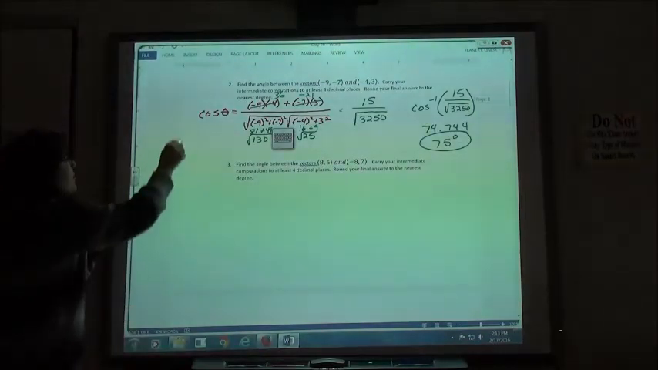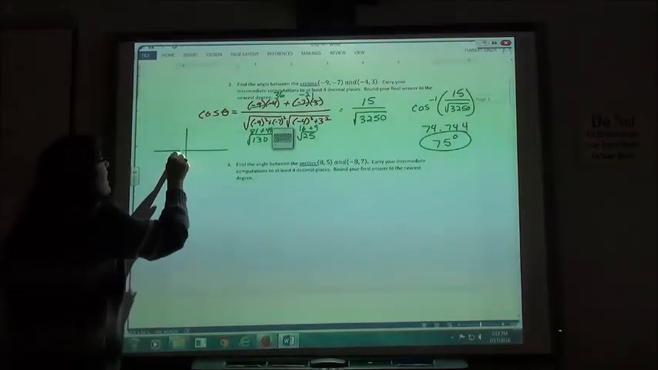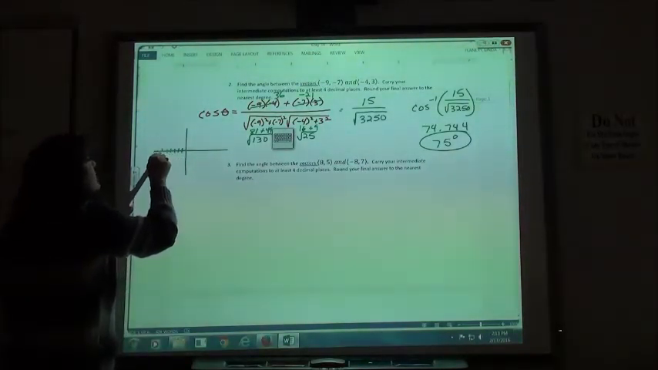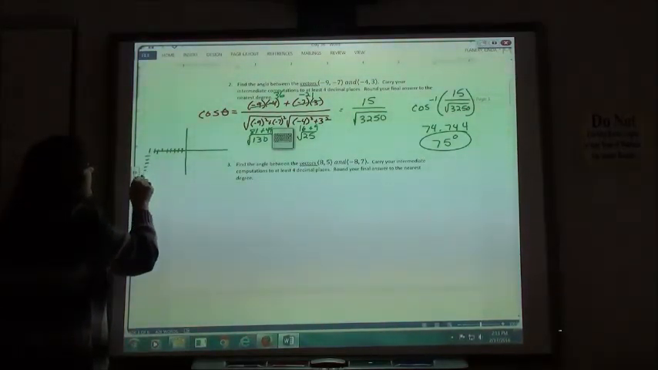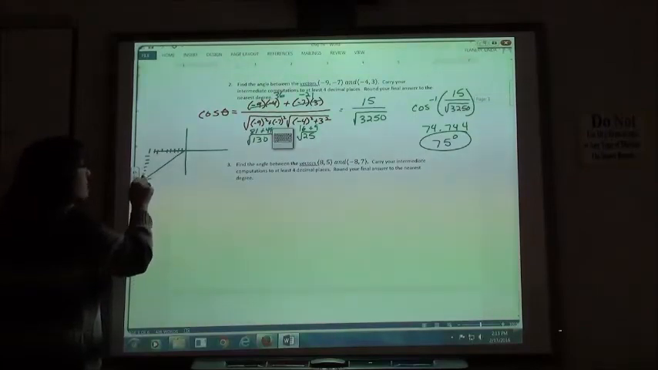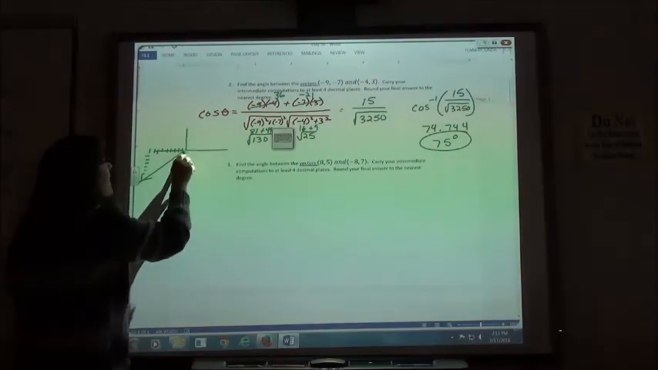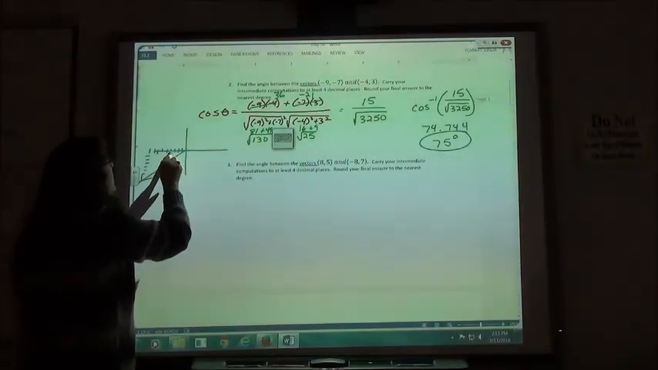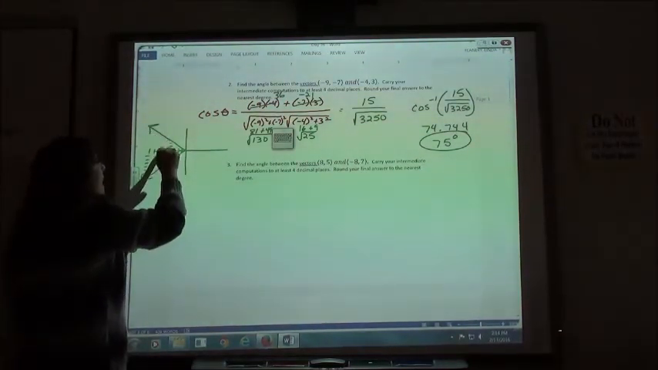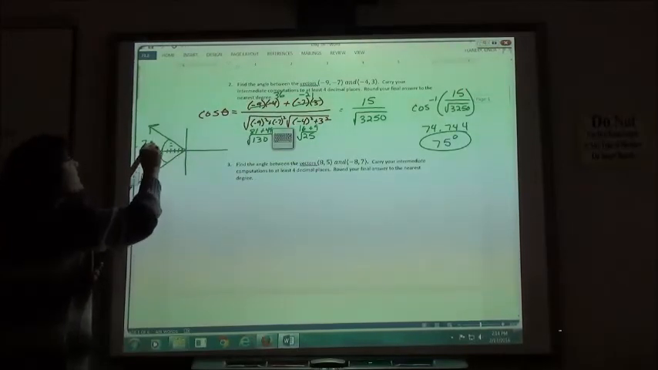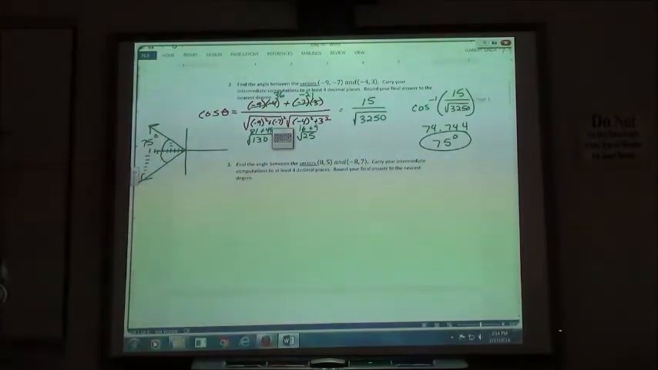Again, if I think about that, my one vector is going -9 and -7. So it's going down this way. My other vector is at -4, 1, 2, 3, 4, +3, 1, 2, 3. So it's going up this way. The angle between those two things ends up being 75 degrees. Looks like it makes sense.